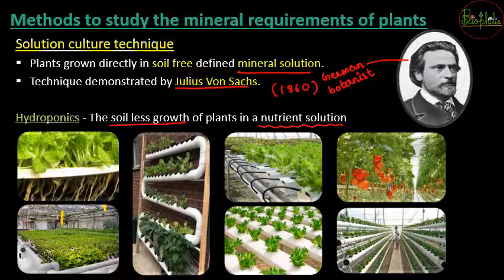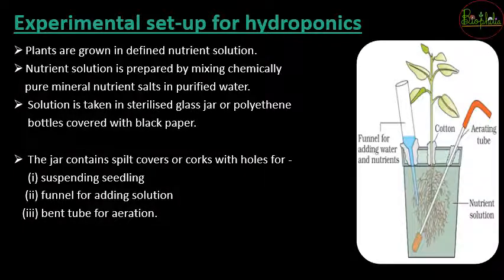So now we are going to understand the details of hydroponics. So hydroponics का जो setup होता है वो setup is going to be discussed in this particular slide. So experimental setup था wherein Julius Von Sachs had understood that even plants can be grown without soil. So how he did it was, the plants were grown in a specific defined nutrient solution. ऐसे नहीं है कि सिर्फ पानी डाल दिया and you started growing plants. No, it was a defined nutrient solution.